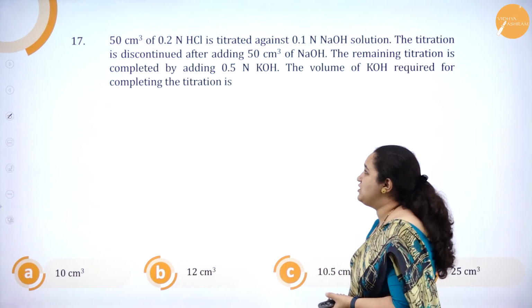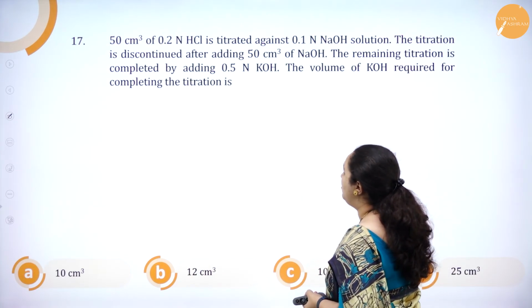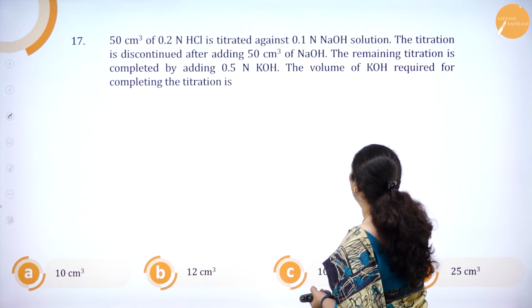Okay, next question. 50 cm cube of 0.2 normal HCl is titrated against 0.1 normal NaOH.